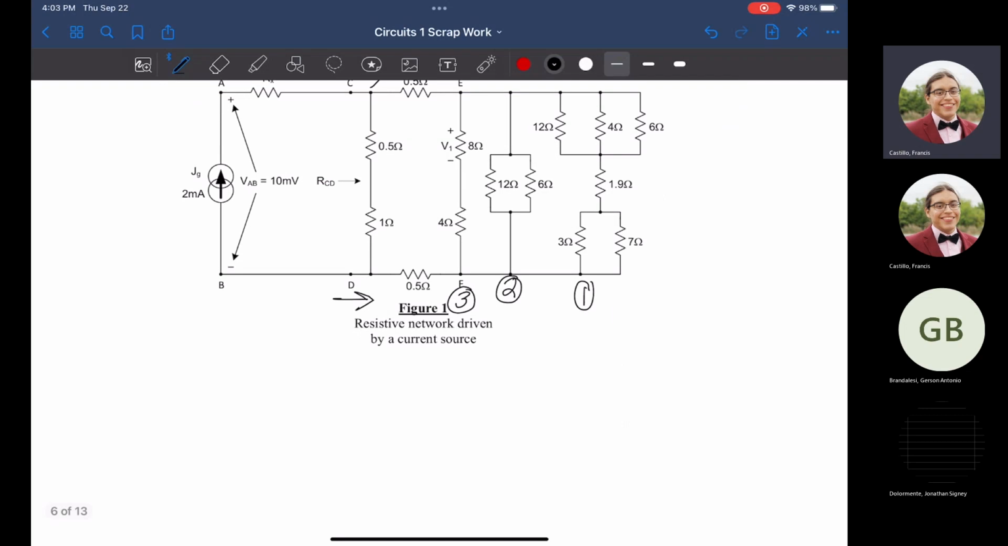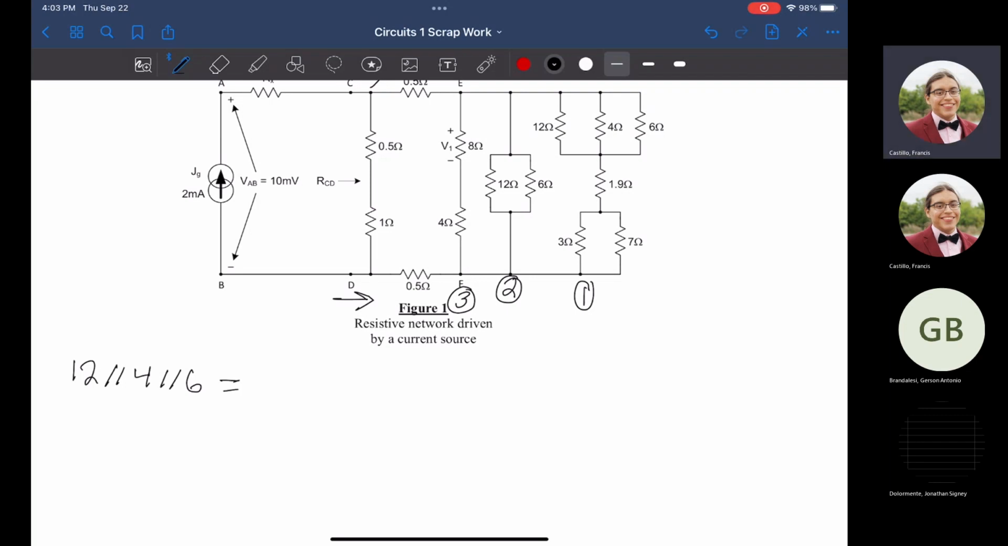And scrolling on down, I see the resistance in this branch right here in the top right corner. I see it in parallel. So 12 is in parallel with 4, in parallel with 6, in parallel with 12. Those are the resistor values there, those that should be combined in parallel. I'm going to do that real quick.